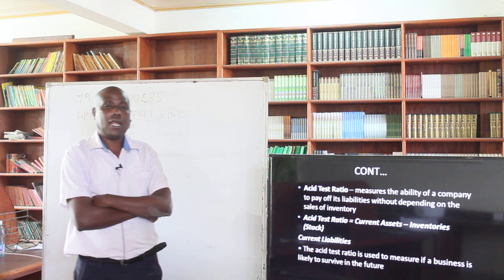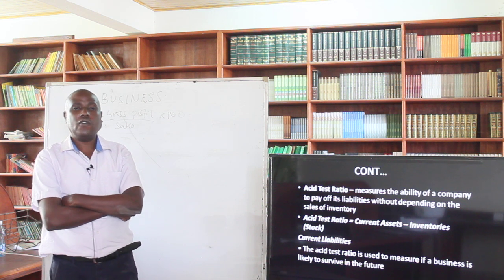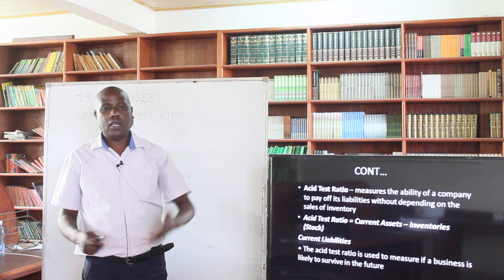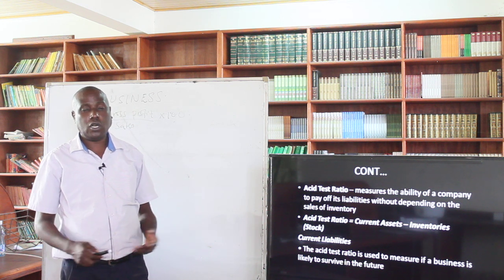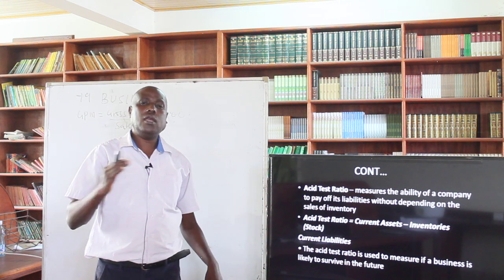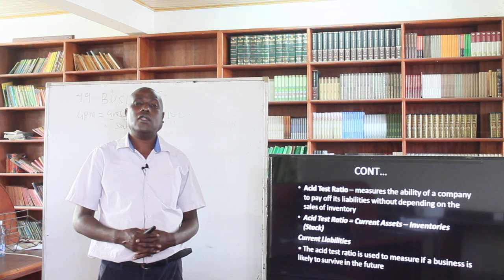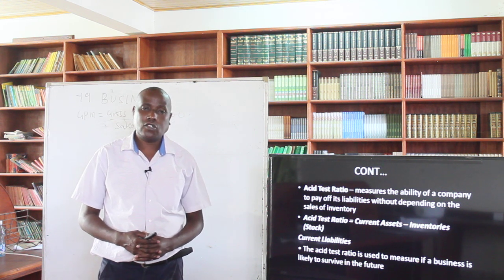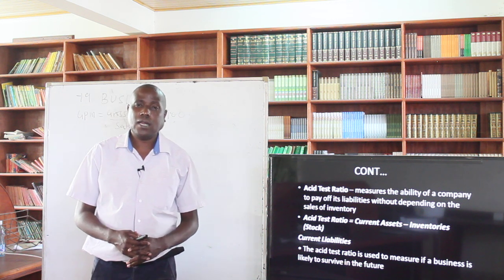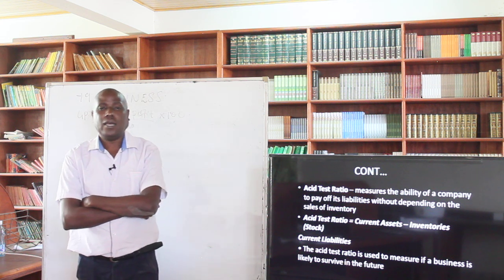Then the acid test ratio is another liquidity ratio, and this measures the ability of a company to pay off its liabilities without depending on the sales of inventory. Inventory refers to stock, goods that you sell. So how quickly can you pay liabilities without relying on stock? That gives us the acid test ratio. So the acid test ratio is equal to current assets minus stock (inventory), divided by the current liabilities.